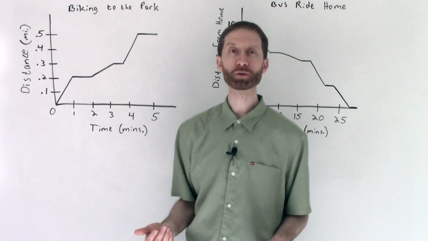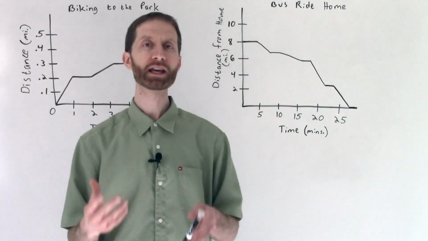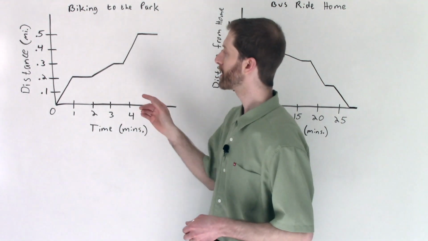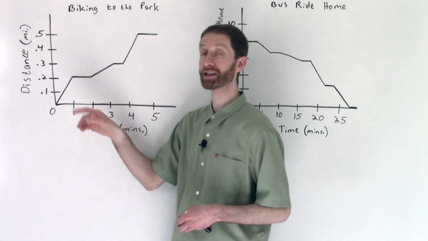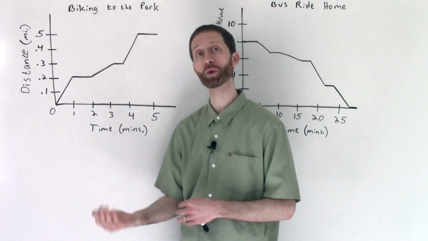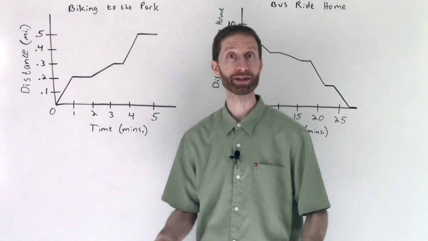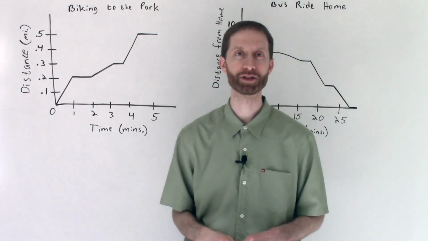So there are multiple ways you could describe these stories. The key idea here is being able to basically look at the lines and their steepness and determine if you're going quicker or slower and if you're stopped. That's the main idea in terms of interpreting these problems.